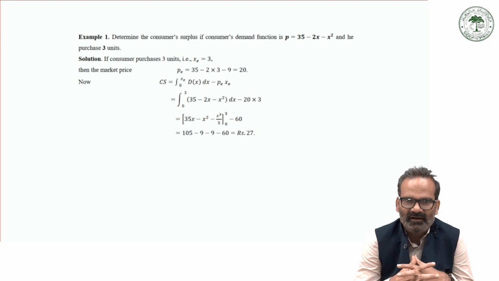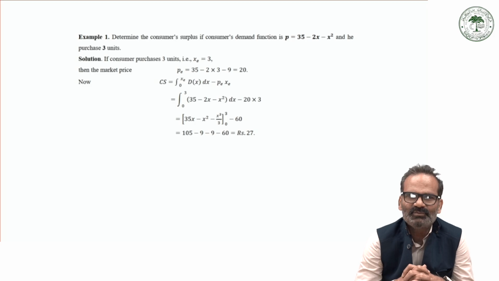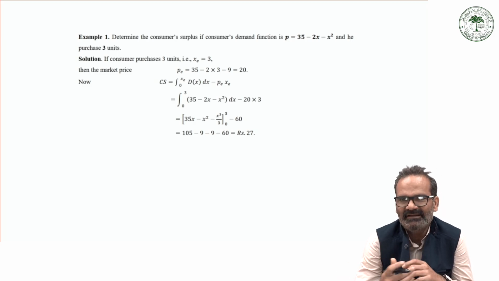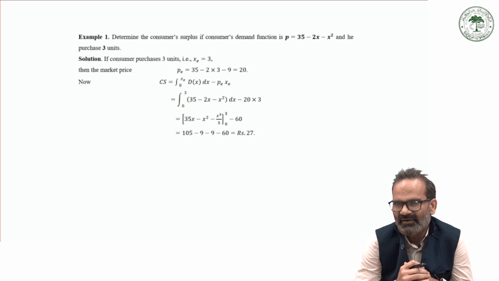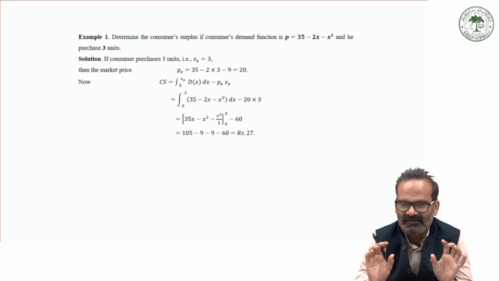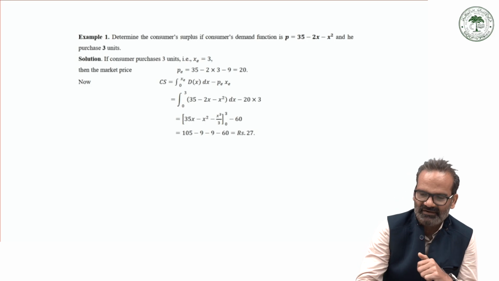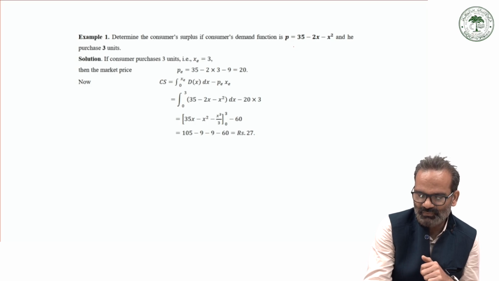So let us have the simplest case, the first example, to determine the consumer surplus. The question is: determine the consumer surplus if the consumer's demand function is given as P equals 35 minus 2x minus x square and he purchased 3 units. Try to understand the language of the question, what it actually refers to.